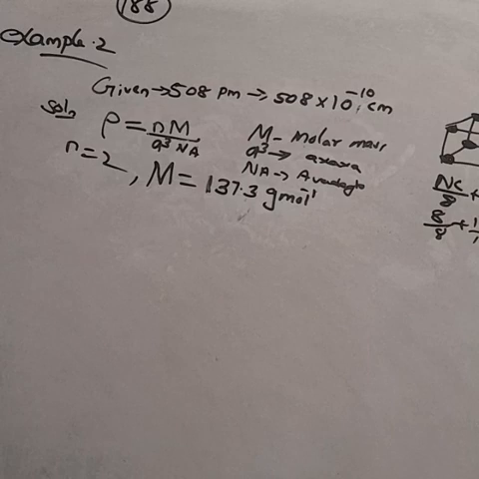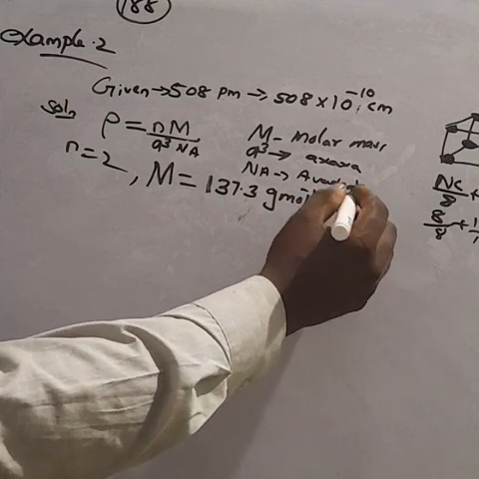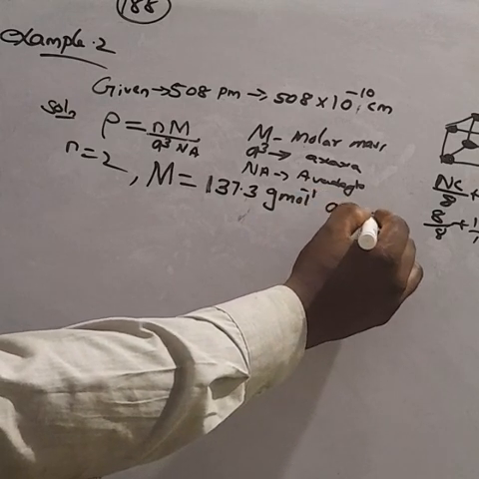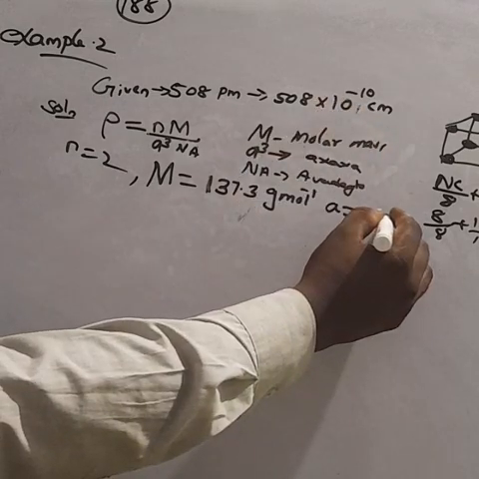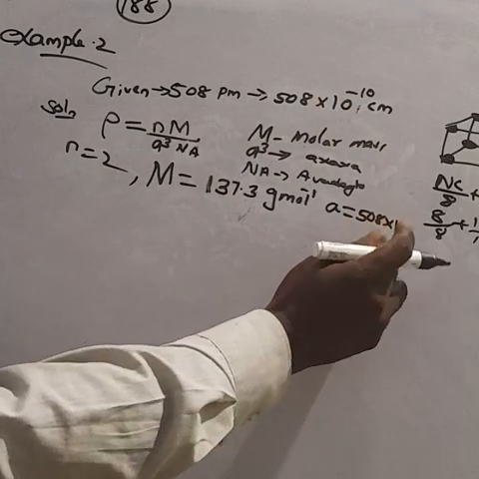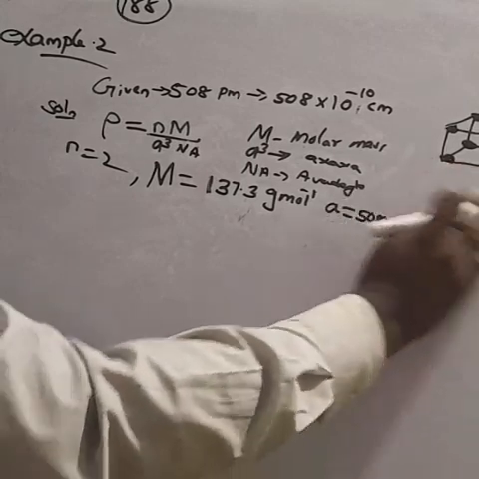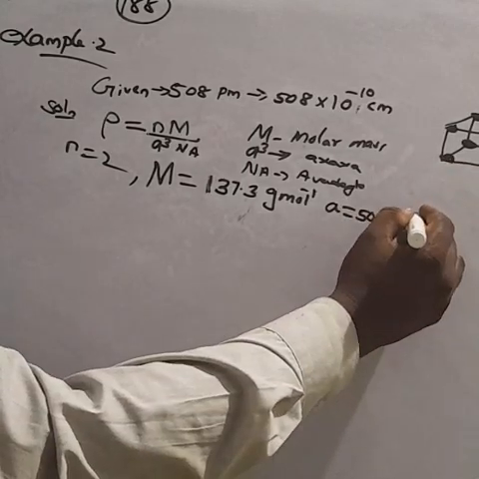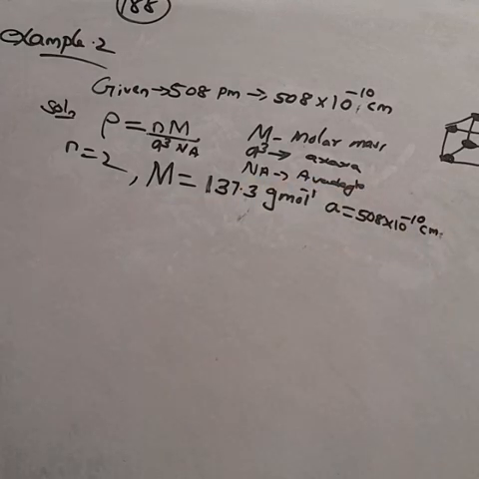Next, what about the A? A is given as per the formula A cube. A is given as 508 pm. Already I changed it, that is 508 into 10 raised to minus 10 cm. Now we can substitute into the formula here.